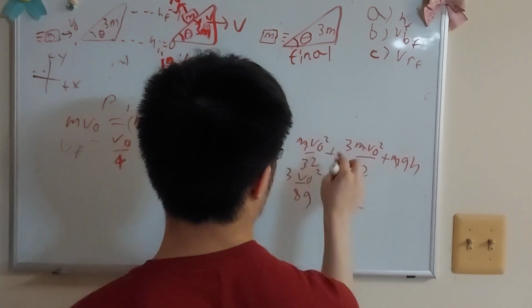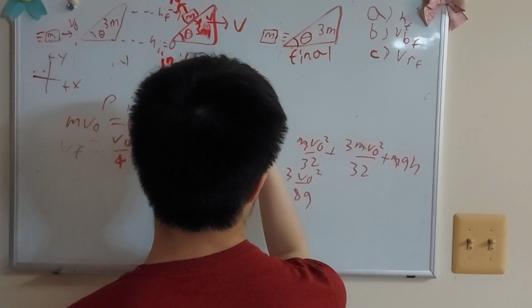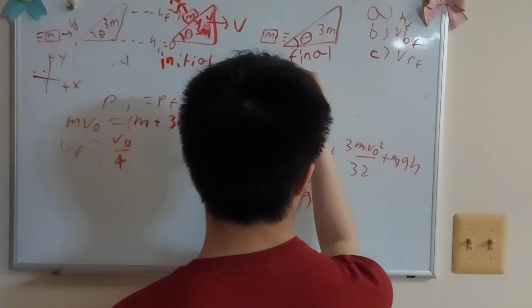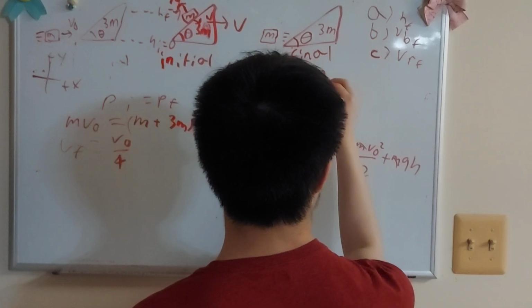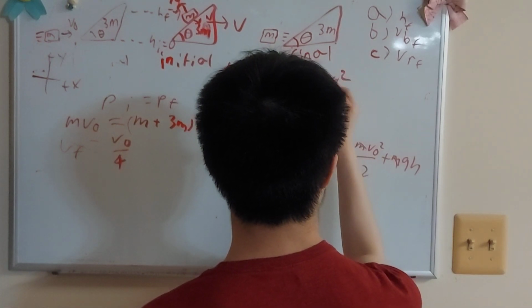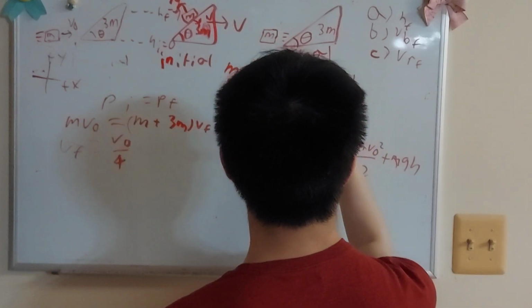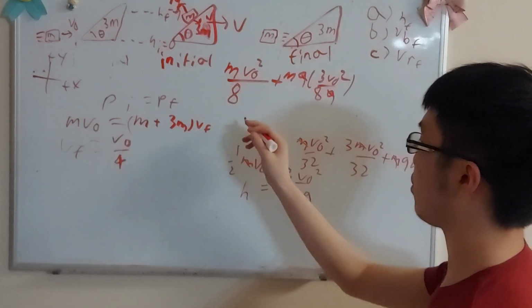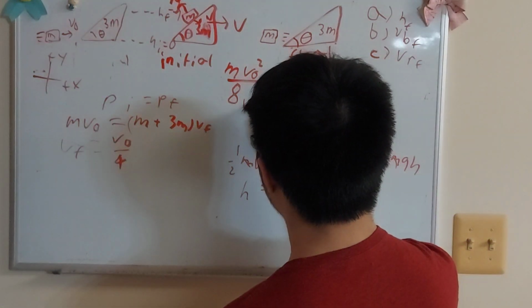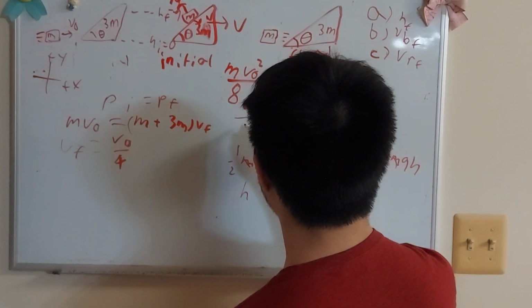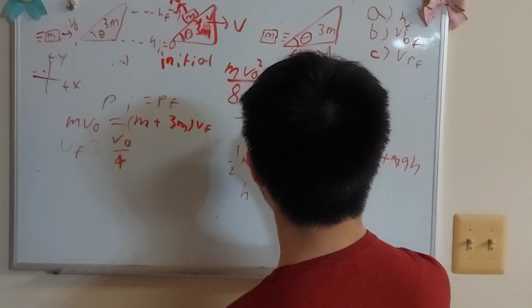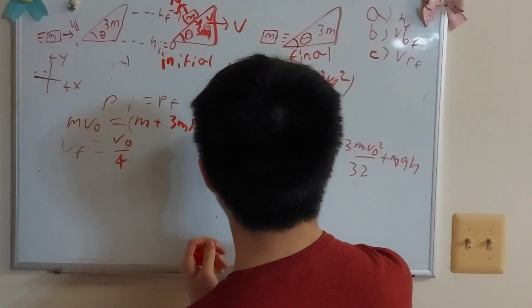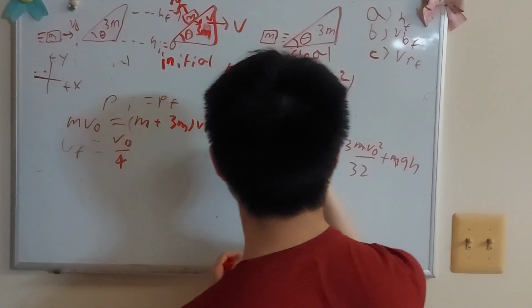First, let's just evaluate this. This is just m v naught squared over 8 plus m g times our new height that we found. These add up: m v naught squared over 8 plus 3 m v naught squared over 8 gives us 4 over 8 m v naught squared, which is just 1/2 m v naught squared.